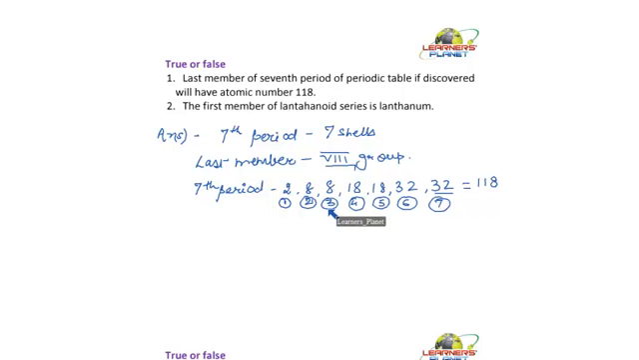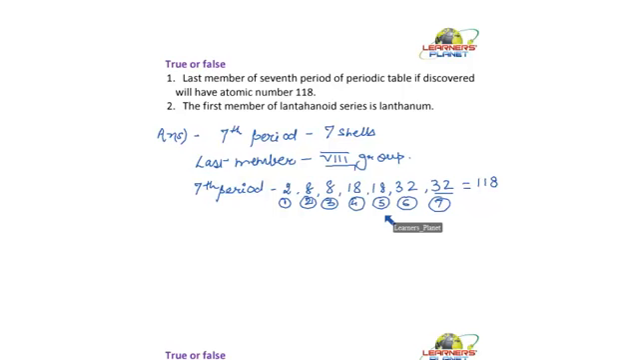In the third period, there are again 8 elements. And how many shells would be there? There would be 3 shells. Right? And how many electrons? 8. Because the number of electrons present in a shell can be determined by the number of elements in that period. Say for example, in the 4th period, how many shells would be there? 4 shells. But in the 4th shell, how many electrons would be there? 18. Why? Because there are 18 elements in the 4th period.